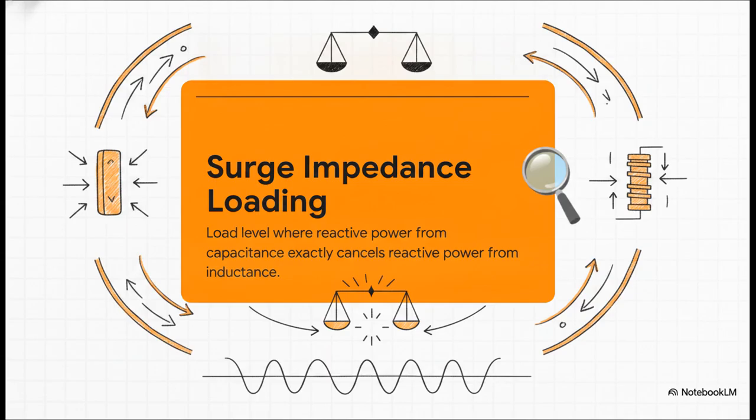The capacitance on the line naturally produces reactive power. Meanwhile, the inductance on the line naturally consumes it. SIL is the exact megawatt loading level where that reactive power production perfectly balances and cancels out the reactive power consumption. It is a rare moment of complete engineered harmony for that specific transmission line.